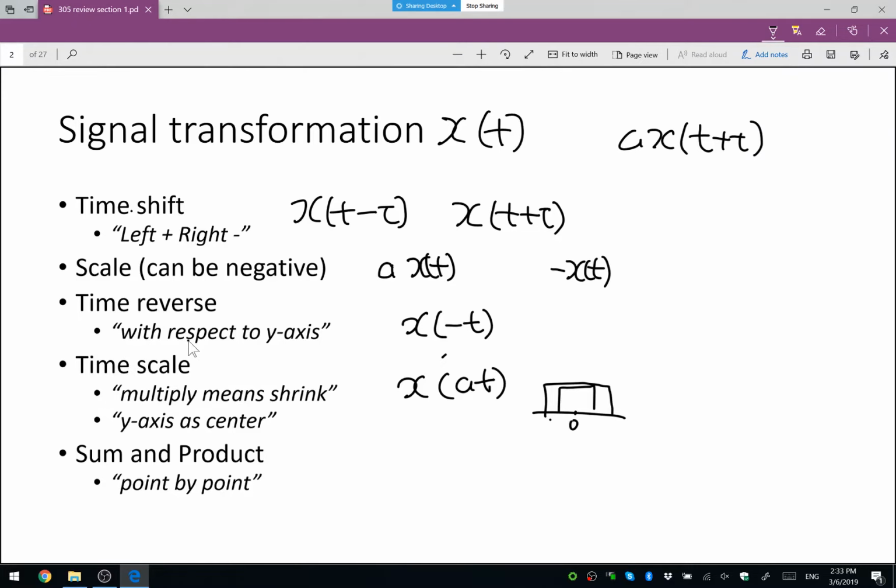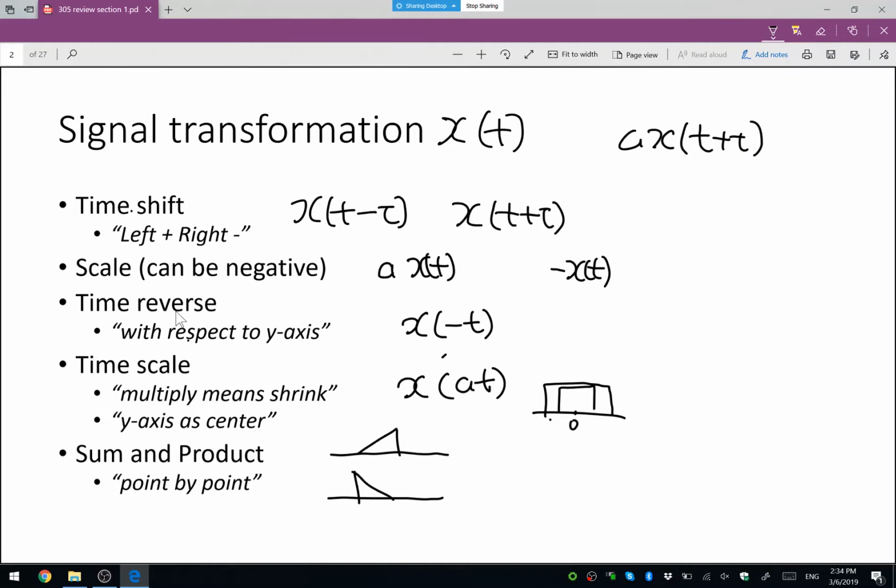Okay, the last thing I want to say is the sum and product of two signals. You are going to use that in convolution a lot. You have two signals, like this one is one signal, and there is another signal. You want to add them together. Question? Could you show an example of a time scale that's not centered about the y-axis? Sorry, time scale is always centered about the y-axis. Oh, that's the point. Okay. Yeah.